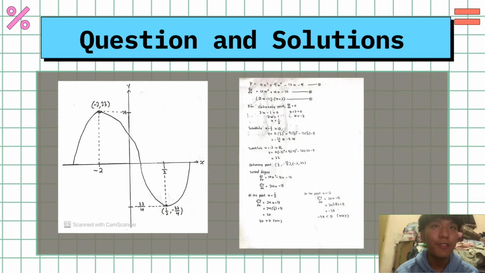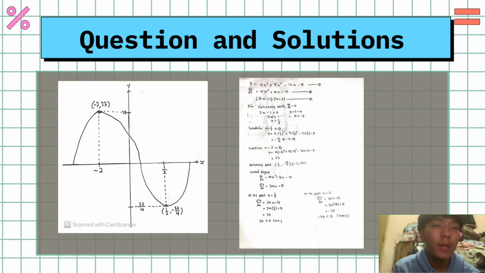So I'm going to explain the solution of question E. The equation is y equals 4x^3 plus 9x^2 minus 12x minus 5. We put this as the first equation. Then we do the differentiation. We just differentiate the first equation. Then we get dy/dx equals 12x^2 plus 18x minus 12. Consider this as the second equation.